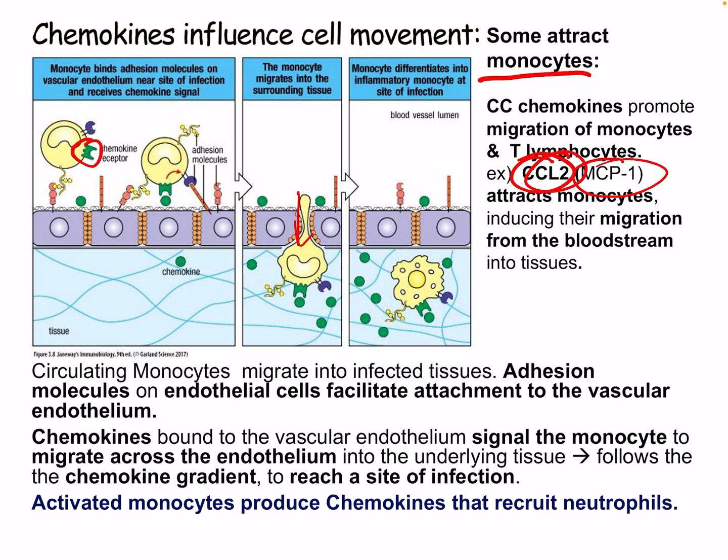So circulating monocytes migrate into affected tissues. Adhesion molecules on the endothelial cells facilitate attachment to the vascular endothelium. Chemokines bound to the vascular endothelium signal the monocyte to migrate across the endothelium into the underlying tissue, and it does this by following the chemokine gradient, which is very important to reach the site of infection. This activated monocyte will produce chemokines that recruit neutrophils. So this one's initially attracted, and it can then release IL-8, for example, and then attract neutrophils.